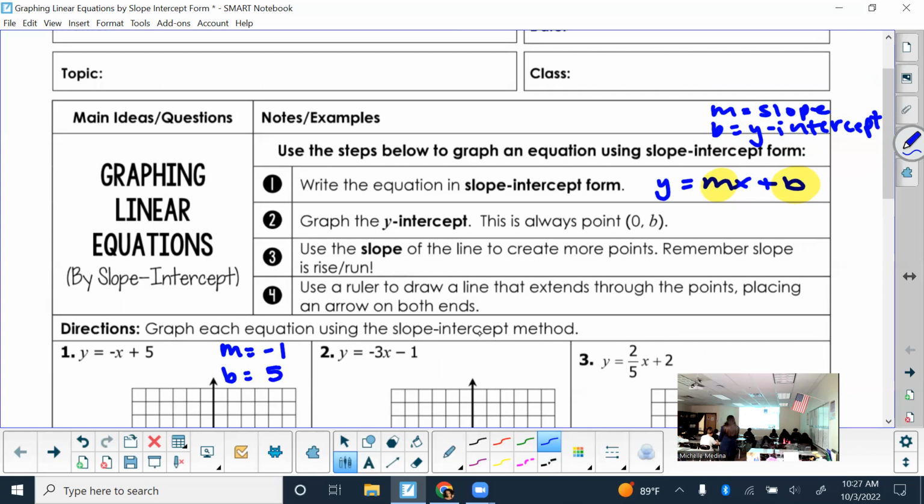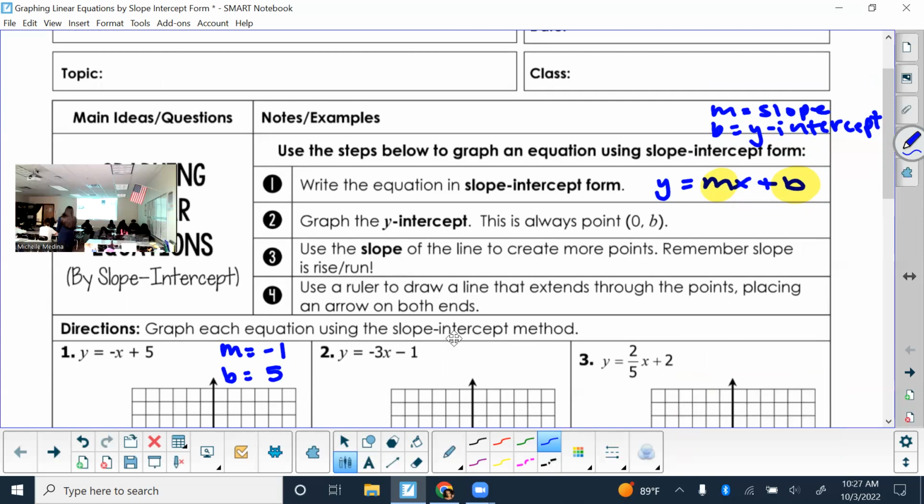So then you guys take about 30 seconds and on your paper, identify the slope and y-intercept of 2 and 3. Don't call them out. But first, see if you can identify the slope and y-intercept in 2 and 3.